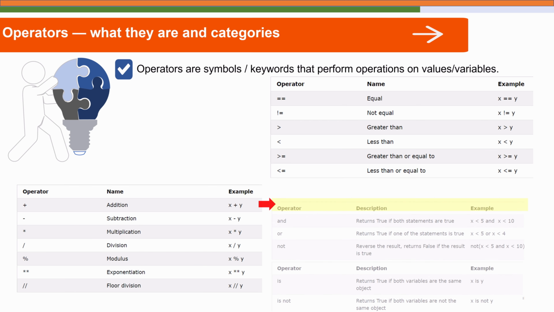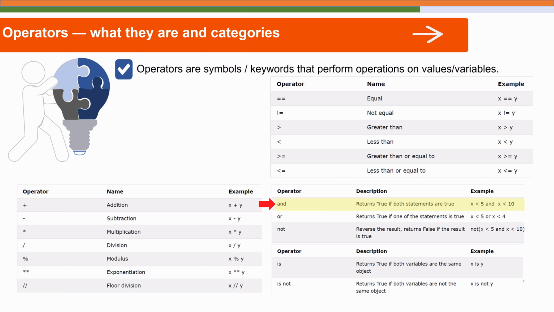Now let's look at the logical operators table. The keyword and returns true if both the conditions are true, and the keyword or returns true if even one condition is true, and not simply reverses a condition. If something is true, not makes it false, and if something is false, then not makes it true.